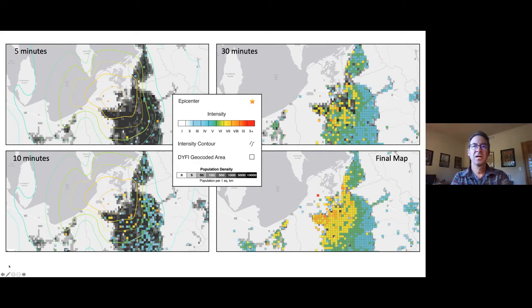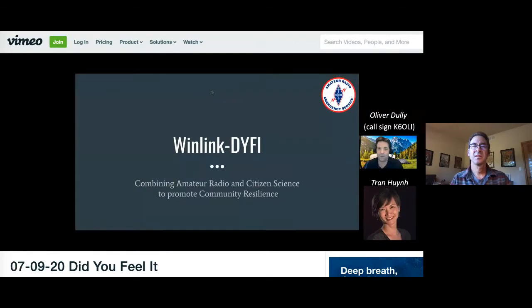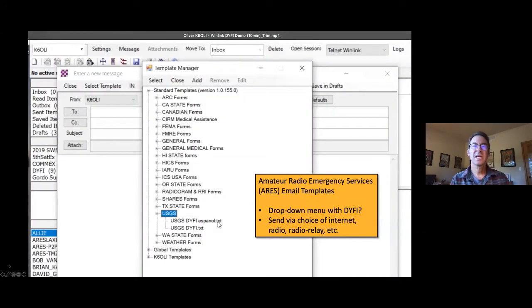So we've actually got help from what we call amateur radio or ham radio operators around the world. This is a house in Los Angeles with a large antenna, and this antenna is for independent communications from the network and from the utilities. And this is a ham operator, amateur radio operator. And we worked with a gentleman, Oliver Dully, to develop a questionnaire for ham radio operators.